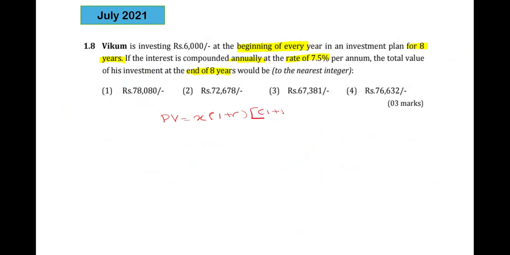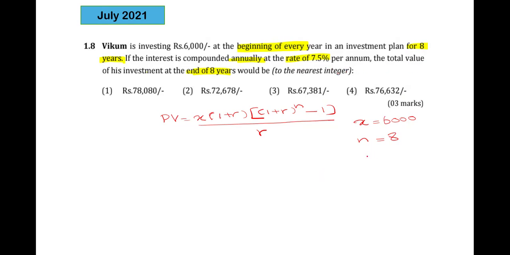1 plus R to the power n, subtract 1, divide by R. Now, X: invest 6,000 at the beginning of every year. Then the annual deposit is 6,000, and the number of deposits is 8. So annually for 8 years, 8 times.